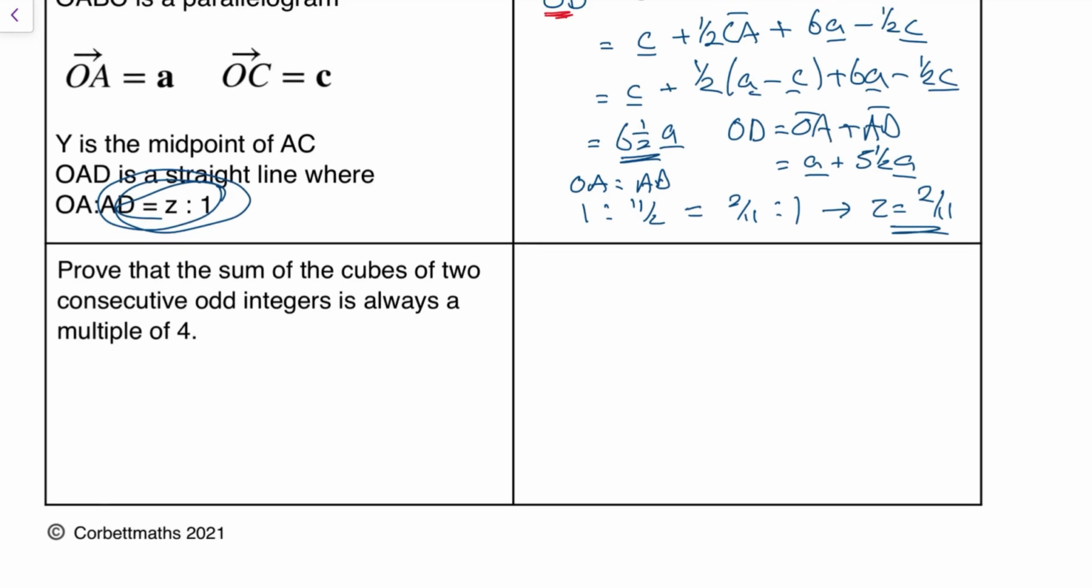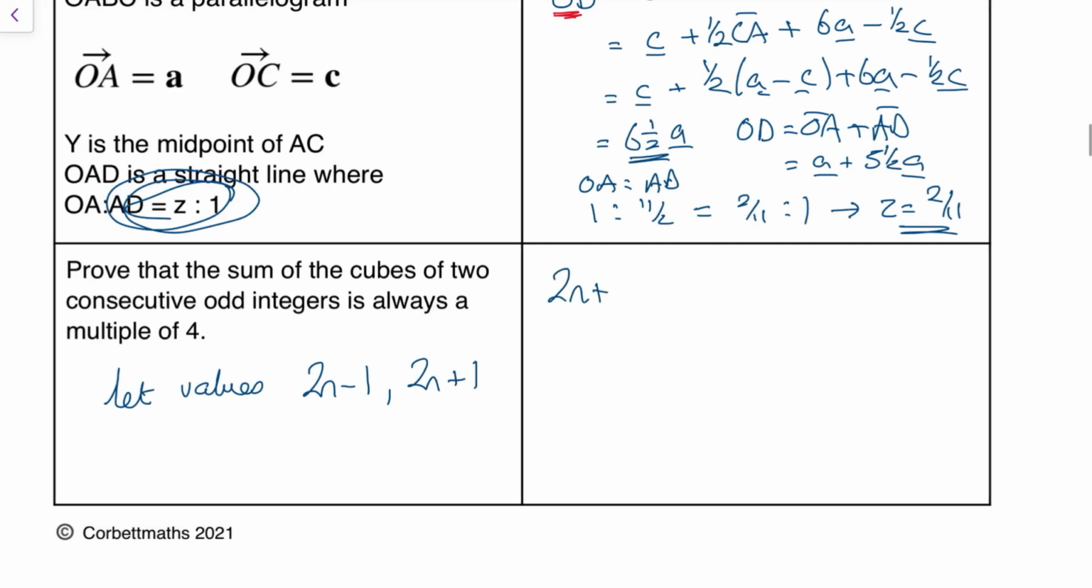Oh, it's another proof. Prove the sum of the cubes of two consecutive odd integers. Right, okay. Now, if you've seen me do this before, we've had a few of these recently. Go back and watch the previous ones. This is a slightly harder one. So let values be. Now, I'm going to do 2n minus 1, so that's an odd number. And the next odd number is 2n plus 1, because I know that means things are going to cancel. And then I need to work out the cubes.